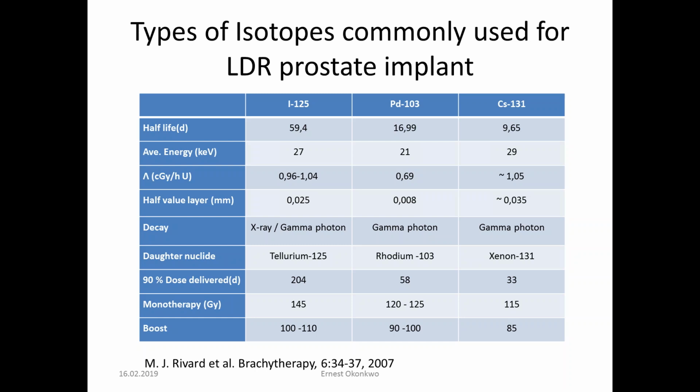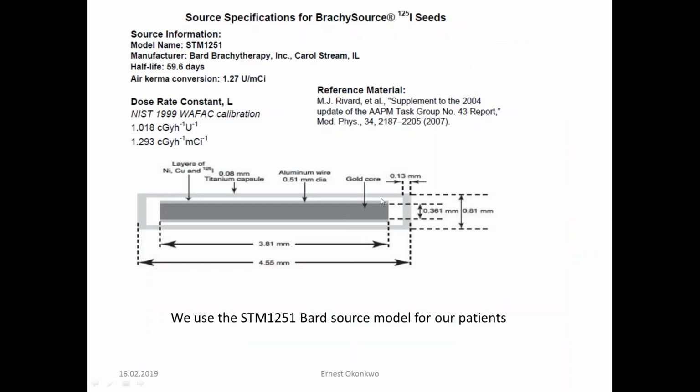Here you have the specification for iodine. We use the BAT system, where the iodine is a liquid on an aluminum wire. It has a length of 4.55 millimeters and a width of 0.8 millimeter. All of this you can get from this report.